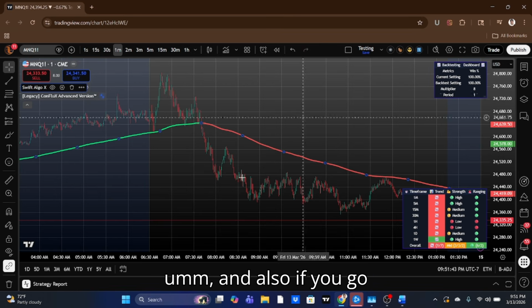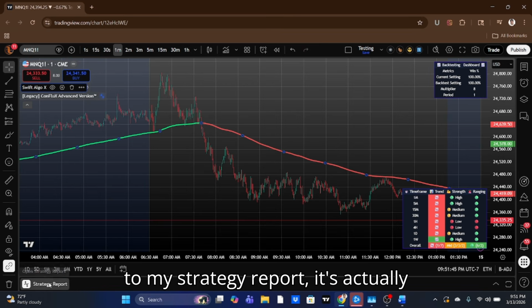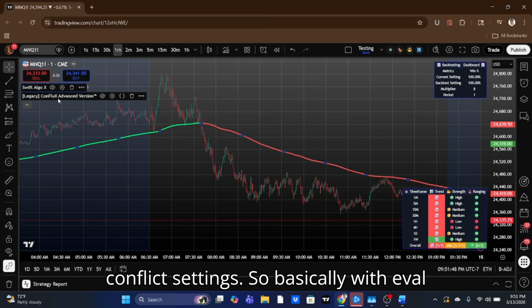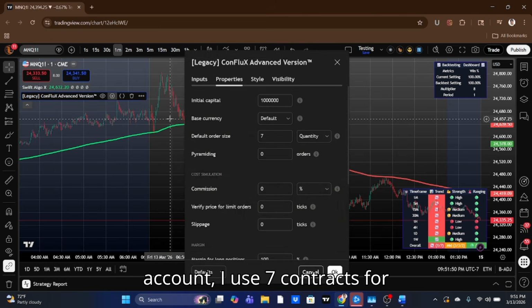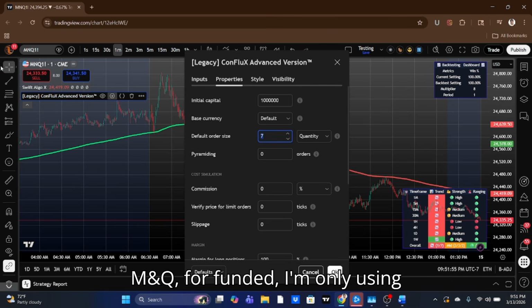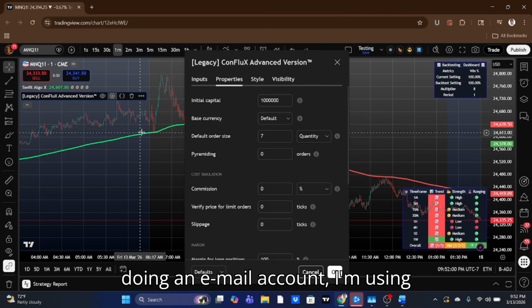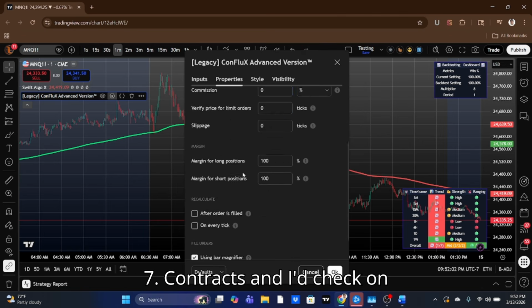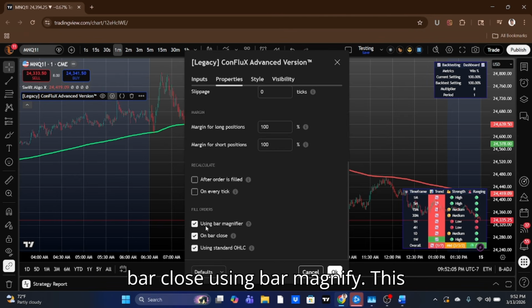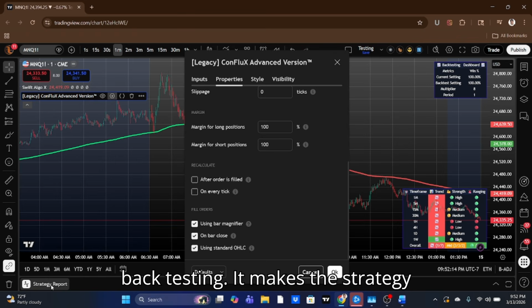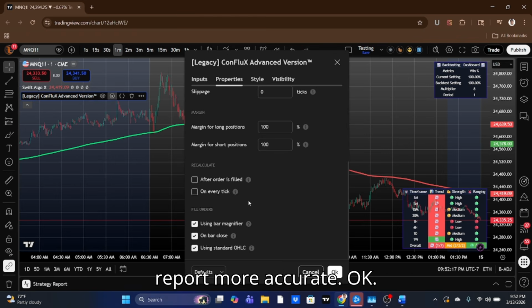Okay, and also if you go to my strategy report, it's actually the Confluence settings. So basically with Eval accounts, I use 7 contracts for MNQ. For funded, I'm only using 2. Okay, so let's say I'm doing an Eval account, I'm using 7 contracts. And I do check on bar close using bar magnifier. This is only available on the premium plan. This is more for deep backtesting. It makes the strategy report more accurate. Okay.